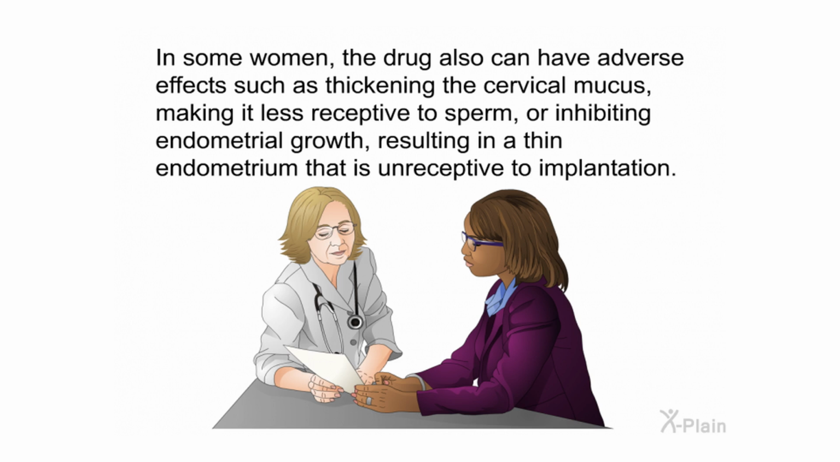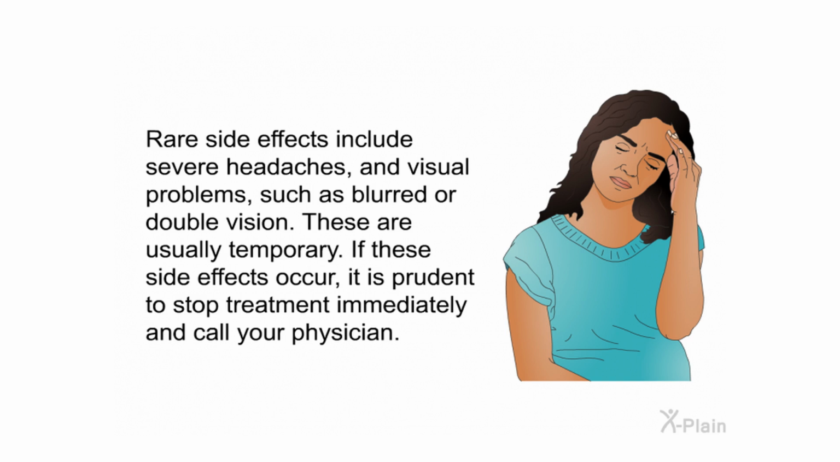In some women, the drug also can have adverse effects such as thickening the cervical mucus, making it less receptive to sperm, or inhibiting endometrial growth, resulting in a thin endometrium that is unreceptive to implantation. Rare side effects include severe headaches and visual problems, such as blurred or double vision. These are usually temporary. If these side effects occur, it is prudent to stop treatment immediately and call your physician.